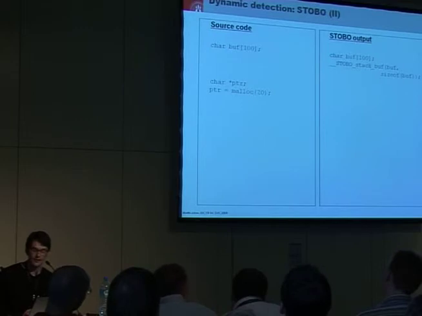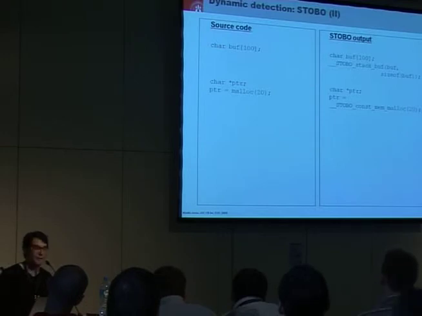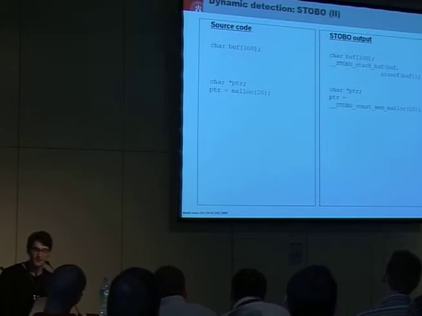If we do heap allocation, it looks like this. Stobo also just declares a pointer, but the malloc is wrapped. So we don't call malloc directly, but we call Stobo const mem malloc. Stobo allocates the memory, but also makes an entry in the global table that we now have a buffer called pointer with the size of 20.